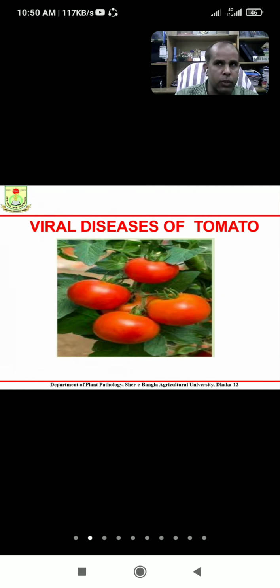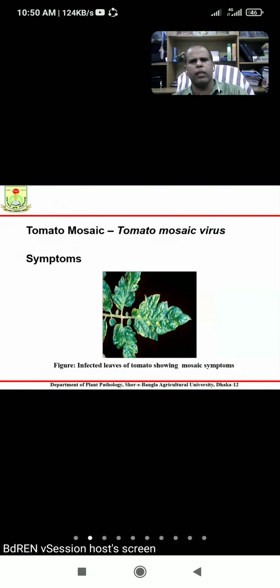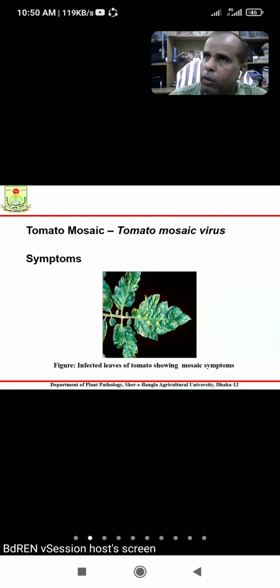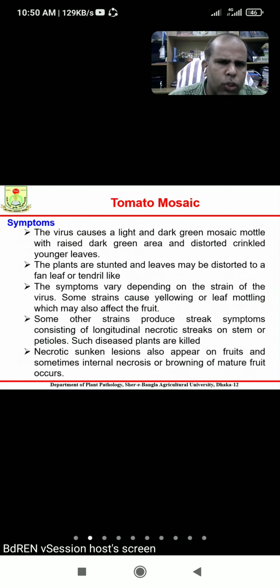One is the mosaic, another is the tomato yellow leaf curl. First one is the tomato mosaic, that is caused by the tomato mosaic virus. So I am not going into details because we already know what the mosaic symptom is, the dark green alternating with a yellow pattern, that is called the mosaic. I would just like to show you how this virus is transmitted.